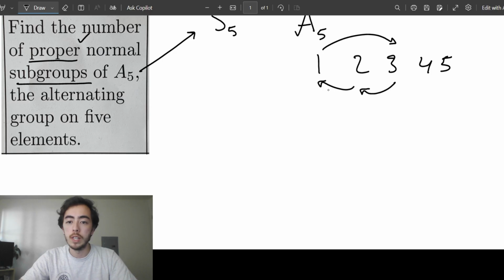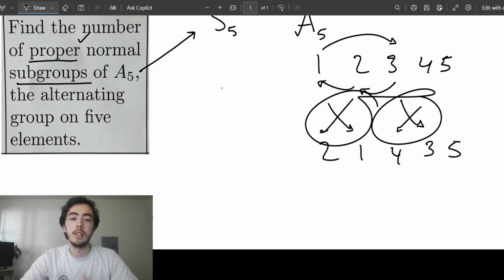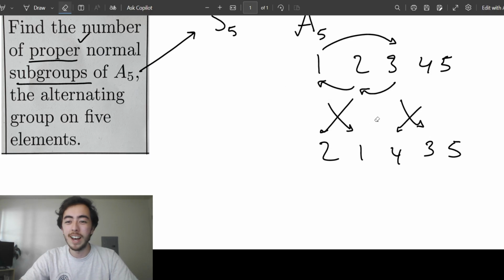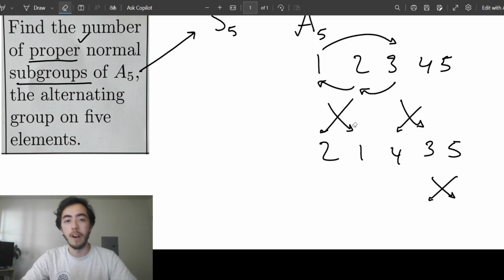Also, we could swap the 1 and the 2 and then the 3 and the 4. So we could get some kind of element in A5 that looks kind of like this, because I'm composing it with an even number of swaps. The instant that I try to include a third, like this and this, then this grouping of swaps is no longer in A5, because that's an odd number of swaps on my positions.